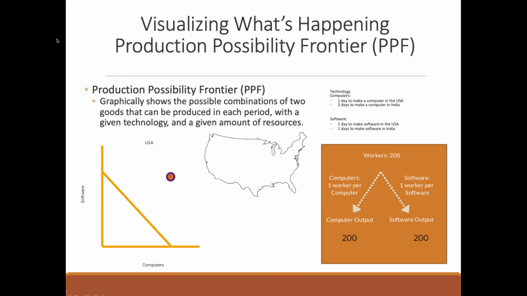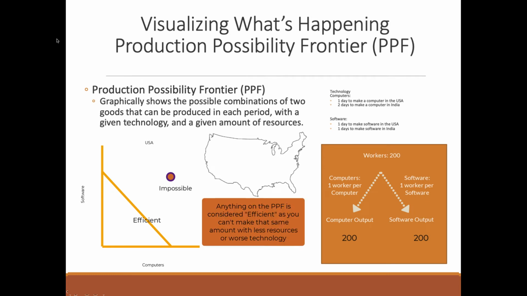Alternatively, if instead of taking 1 day to make a computer and 1 day to make software, it only took half a day, if we increase productivity, we'd be able to produce more. Anything above the production possibility frontier is impossible given the amount of resources and the technology that's available.